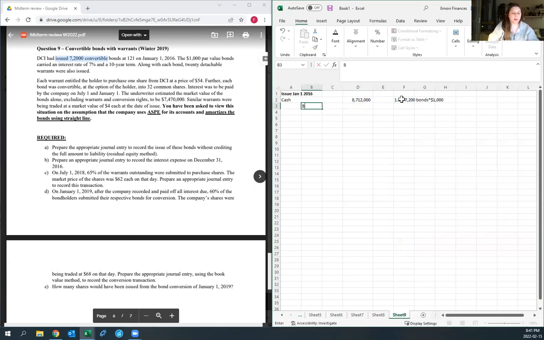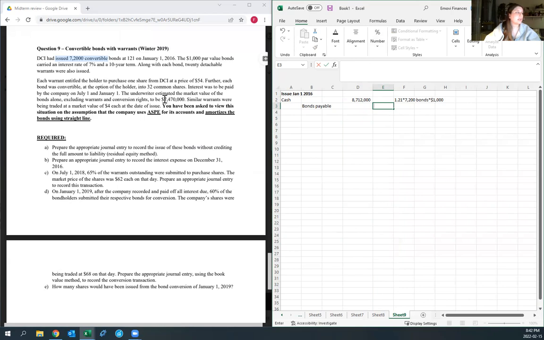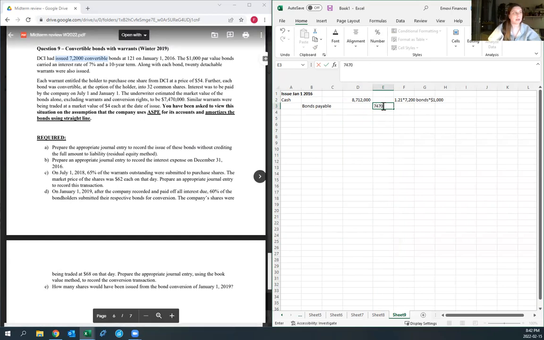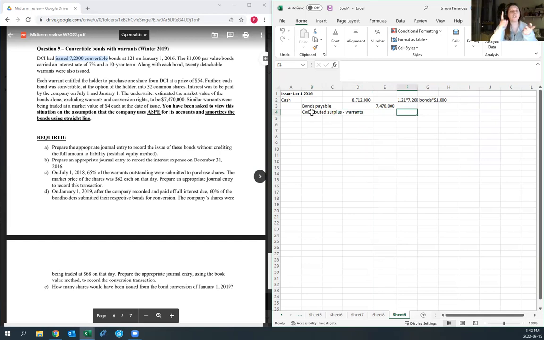Then you have your bonds payable. And they tell us that the value of the bonds payable without the warrants and conversion rights is 7,470,000. So that's what I'm going to record in my books. Then I'm going to have my contributed surplus, warrants. And to find the amount, you find the number of bonds, you find the number of warrants per bond, and you find the market value of the warrants on the issue date.